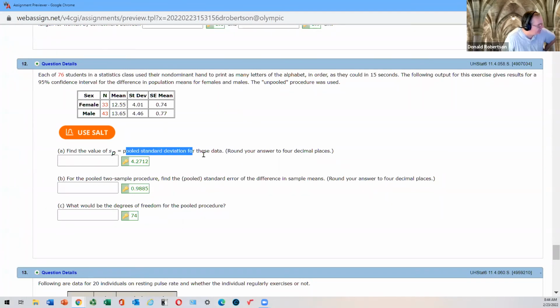Find the pooled standard deviation. Right. So I'm going to have to write these numbers down. The females are going to be first. So N1 is 33, X1 bar is 12.55, and S1 is 4.01. And then the males are 43. The mean is 13.65, and the standard deviation was 4.46. Okay, I got all that. And the first thing we're going to do is find SP, the pooled standard deviation.